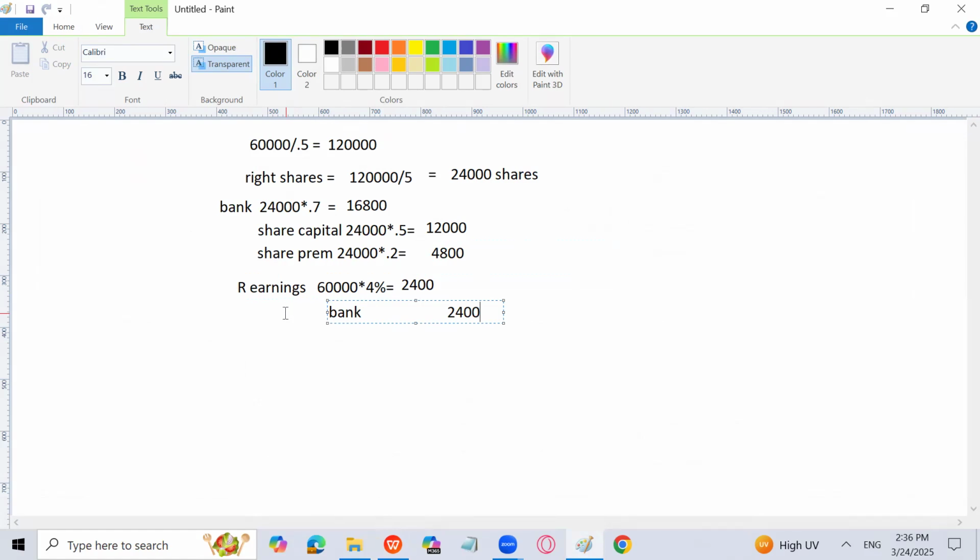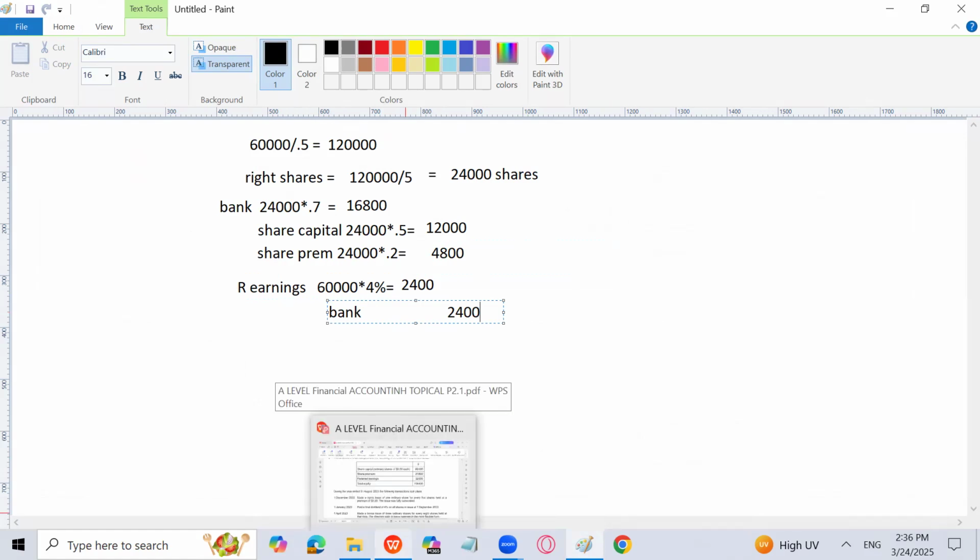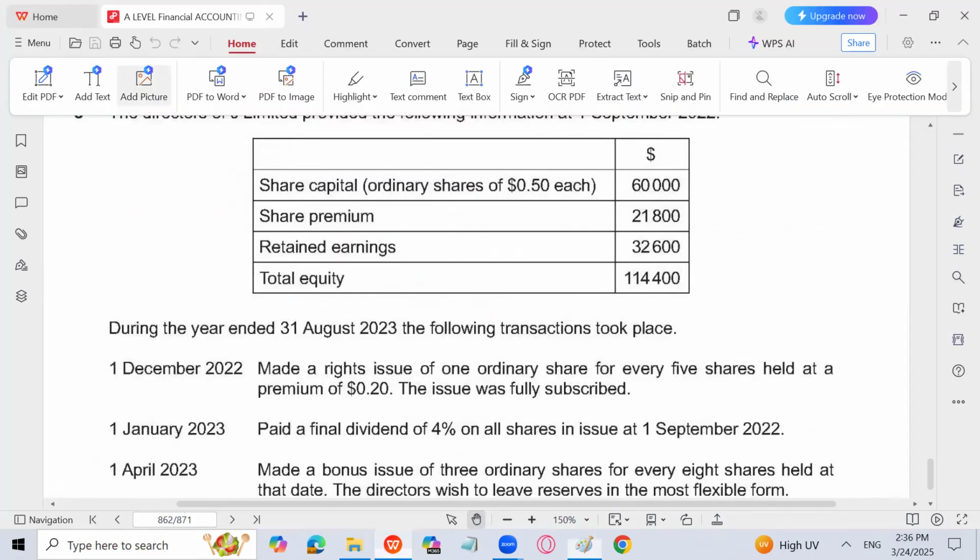So retained earnings are going to decrease. So decrease in retained earnings is going to be debit because it's a part of equity. Equity is always having a credit balance. लेकिन जब equity कम होगी, retained earnings में कमी आएगी, तो वो debit हो जाएगा.